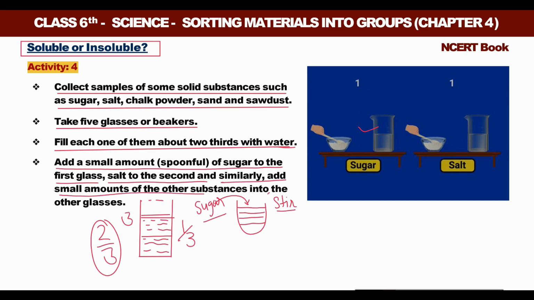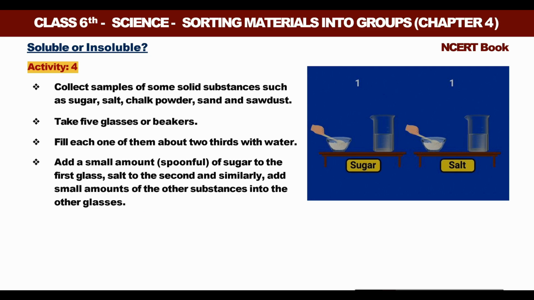After adding all these substances to the glasses, we have to see which has disappeared and which has not. Here we can say that when putting sugar inside, the sugar disappeared, which means sugar is soluble in water. When we put salt into water, the salt also disappeared completely after stirring, which means salt is also soluble in water.